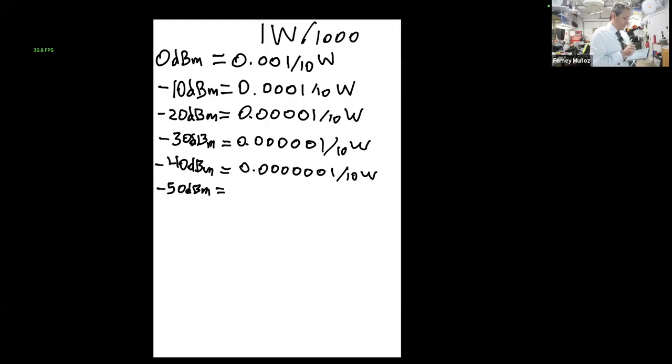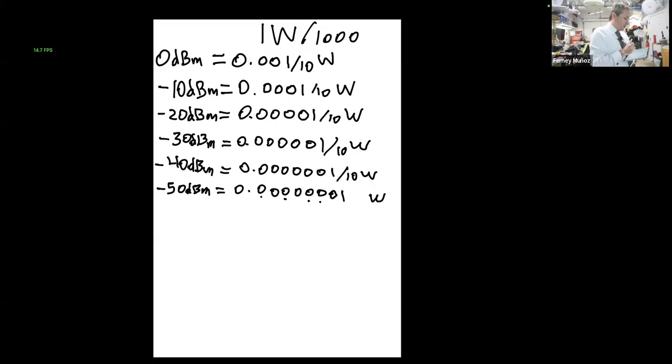Divide by 10. I have a tenth, a hundredth, a thousandth, 1/10,000, 1/100,000, 1/1,000,000, 1/10,000,000. Where am I at? 1, 2, 3, 4, 5, 6, 7. I think I went one too many, didn't I? A tenth, a hundredth, a thousandth, 1/10,000, 1/100,000, 1 millionth, 1/10 millionth. Oh yeah, 100 millionth of a watt.